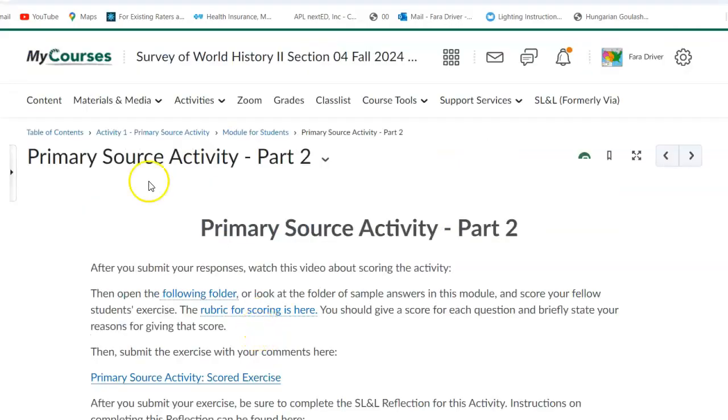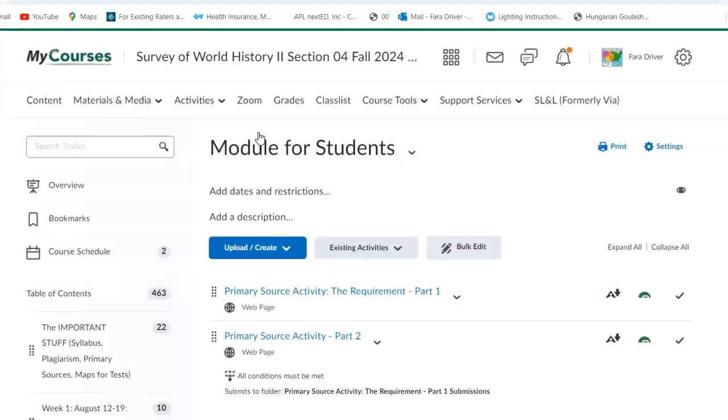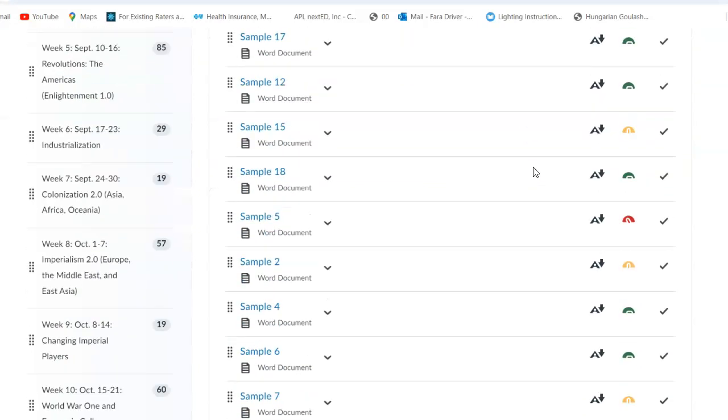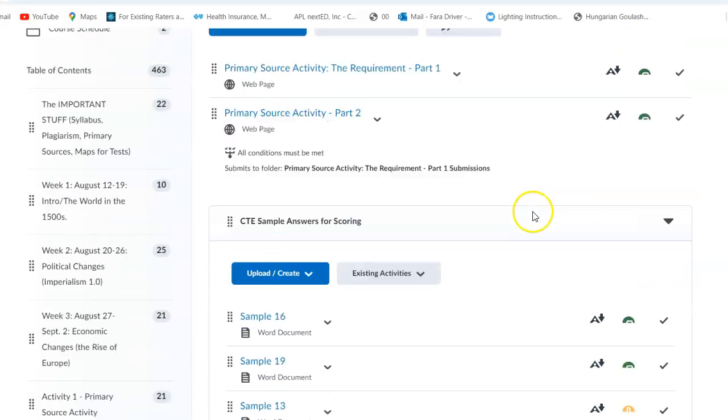I'm going to go back one more time. We're going to go back to the module for students right here. And I'm going to show you again. Right here, CTE samples answers for scoring. Right here's where they all are, and there are 19 of them.